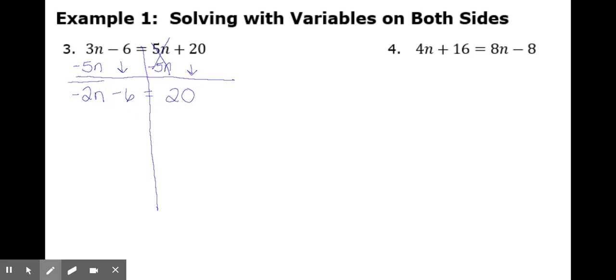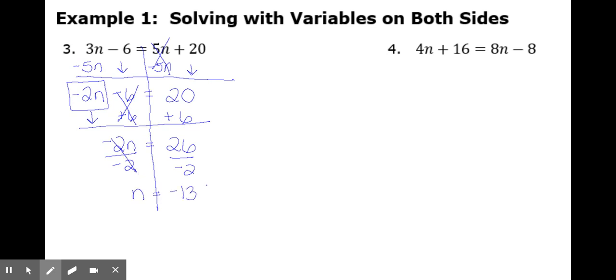Now this is a two-step equation, so I box off the variable. Outside of the box is a negative 6. The opposite of that is a positive 6. My constants cancel. I bring down the negative 2n equals 20 plus 6 makes 26. Final step, I need to divide by the coefficient, so I will divide both sides by negative 2. And I'm left with n is equal to negative 13.